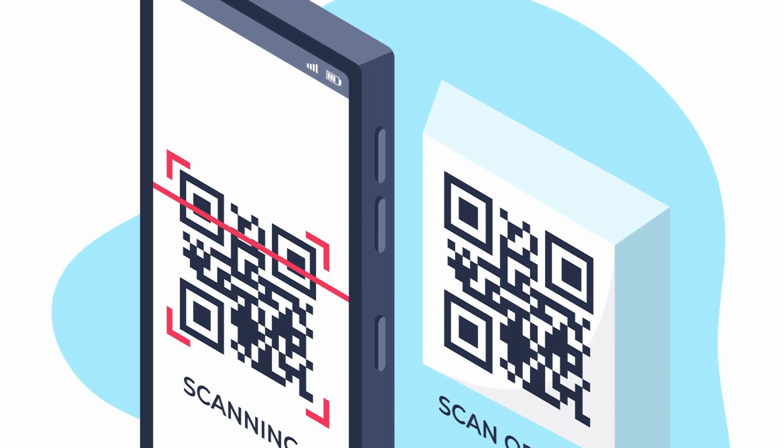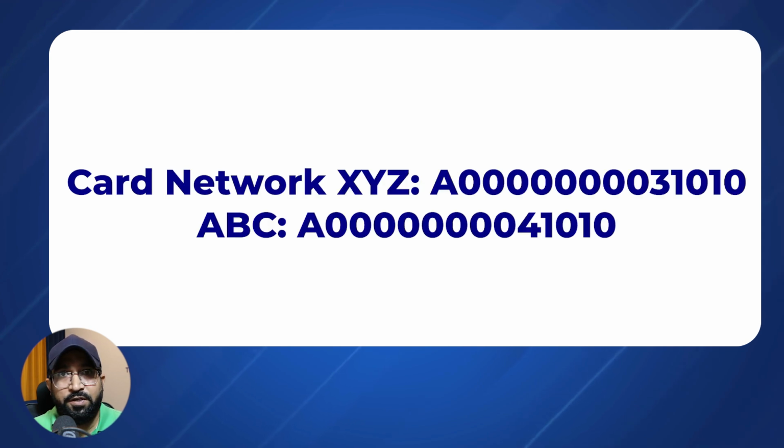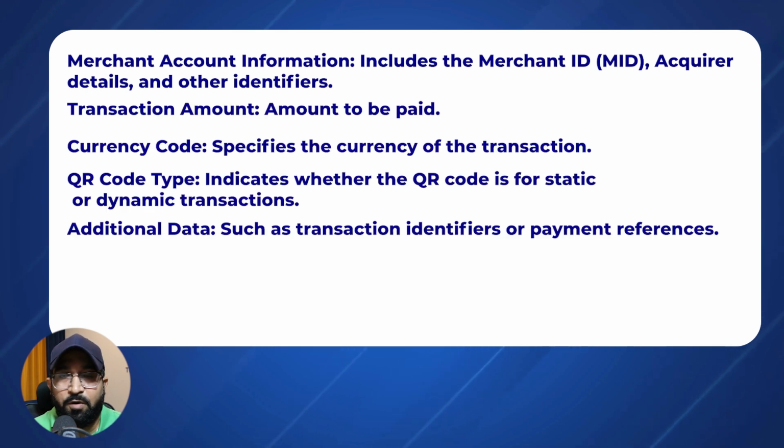There are certain data elements, certain attributes which are embedded on a QR code. First of all, there is an application ID, AID, to identify which card network this QR code belongs to. It can be Visa, MasterCard or any other card network, right? That information is already embedded on the QR code, which is generated by a merchant or an acquiring bank, okay? The other information on the QR code is merchant related, like merchant ID, merchant currency. It can have a transaction amount also.